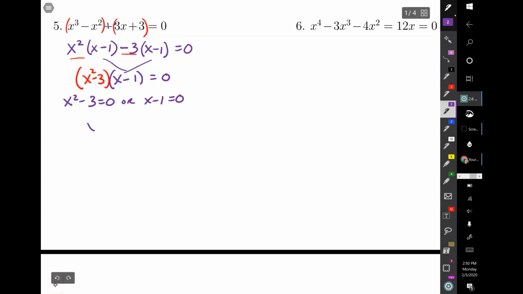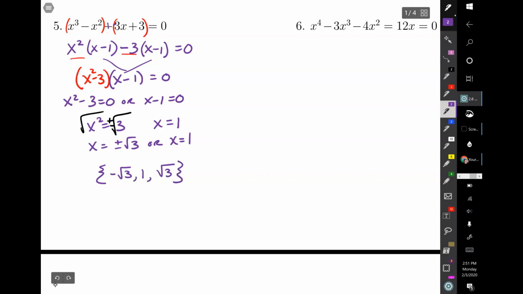So I have x squared equals 3 and x equals 1. So I'm going to take the square root of both sides for x squared equals 3, and I end up with x equals plus or minus square root of 3, or x equals 1. So to write my final answer, I would write a brace there, minus square root of 3, and then 1, and then positive square root of 3, just like 1.7 or something like that.